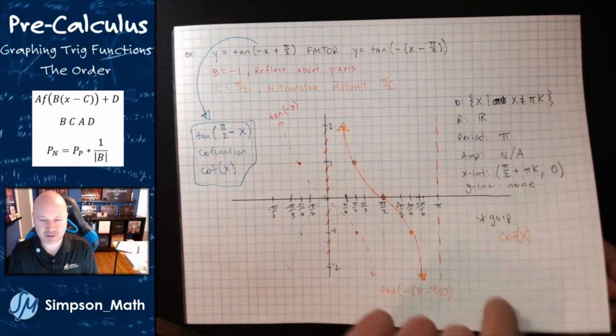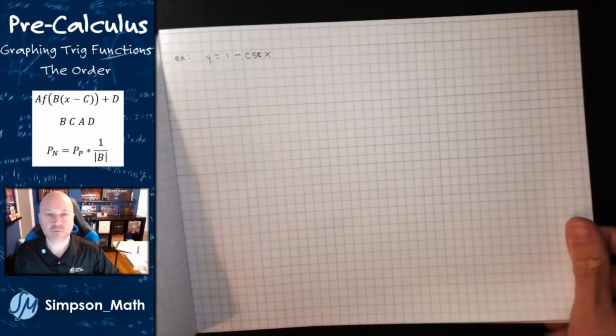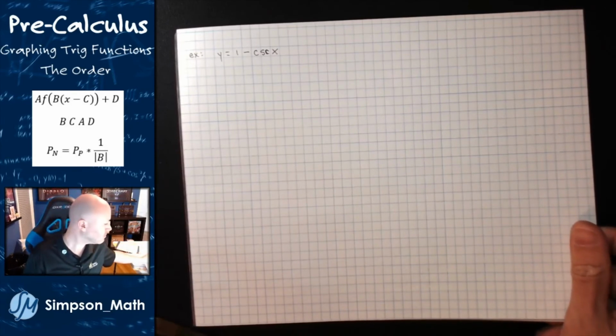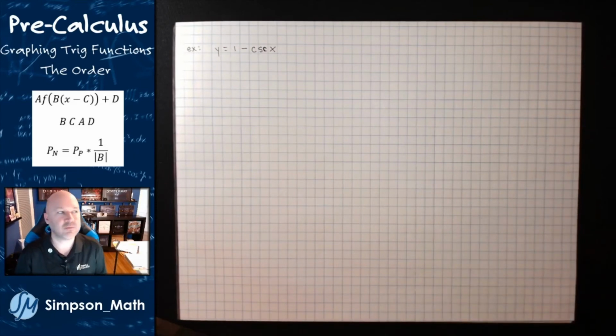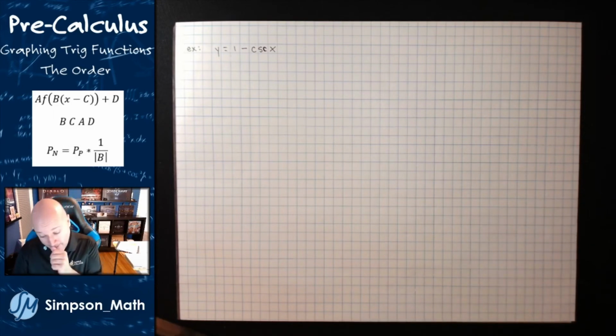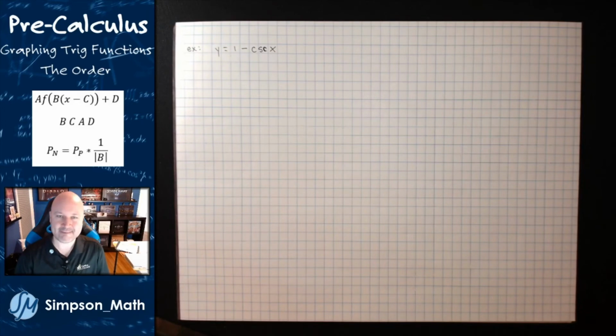I think I got another example in here. None of these examples so far seem to have had the order stressing it out. I just had b's and c's, and in both cases I did take care of the b and then take care of the c. Okay. My next example, I've got y equals 1 minus cosecant of x. So can you identify the a, b, c, d? Can you identify the transformations?